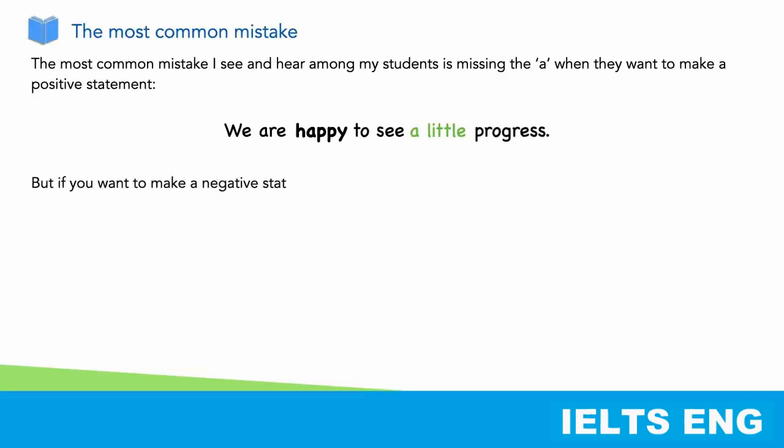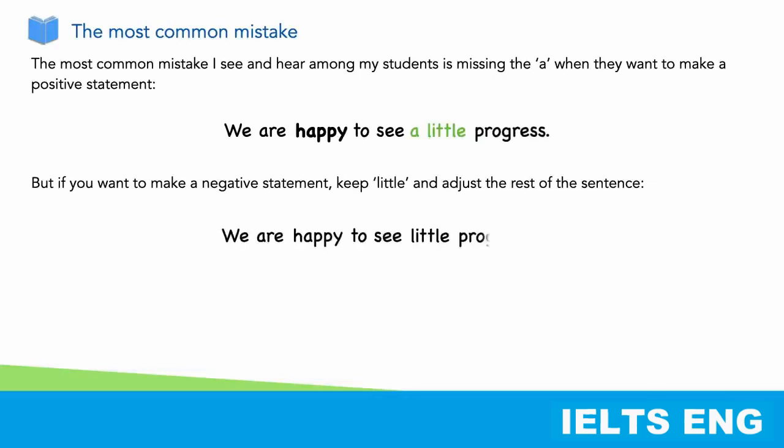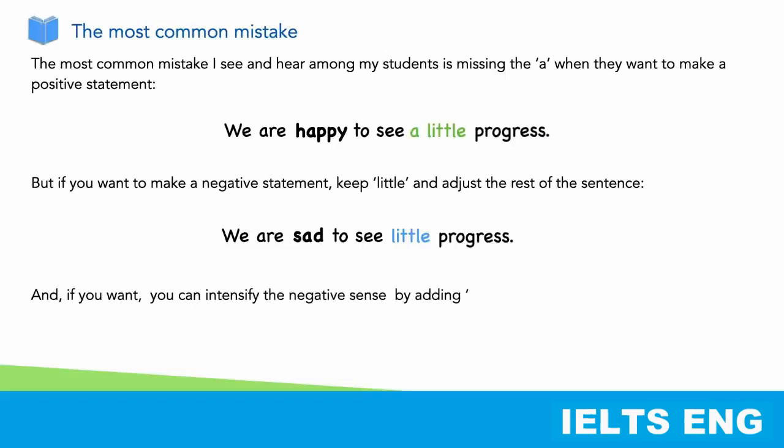Now, if you want to create a negative statement, you can keep little, but you need to adjust the rest of the sentence. So here we go again. We are happy to see little progress. We want to create a negative situation now, so we need to adjust happy and change it to sad. Now it's okay to say we're sad to see little progress. And if you want, you can intensify the negative sense by adding very. We are sad to see very little progress.